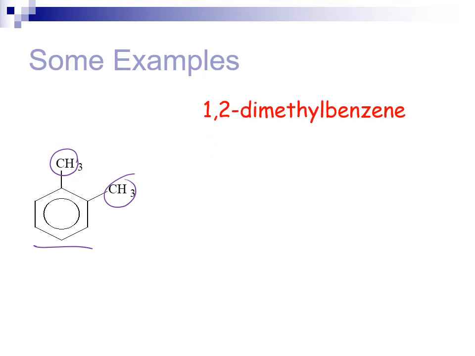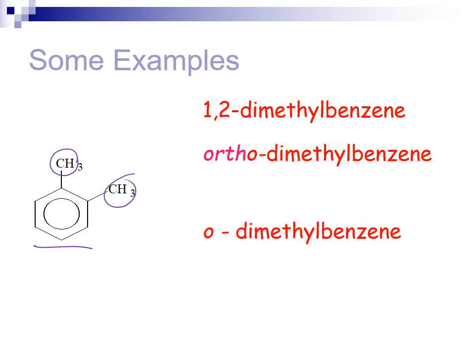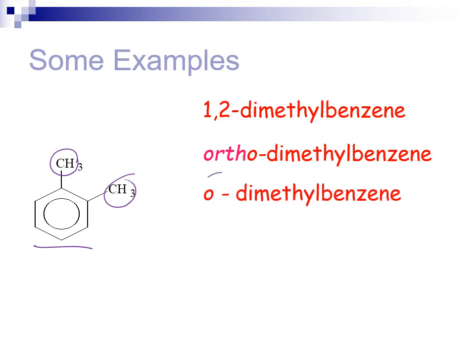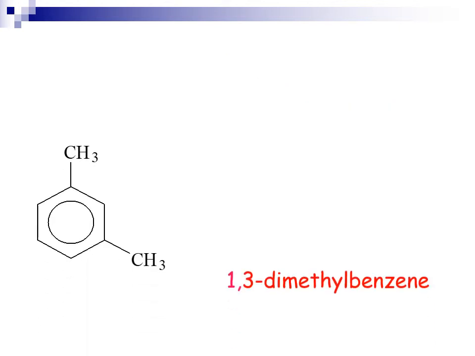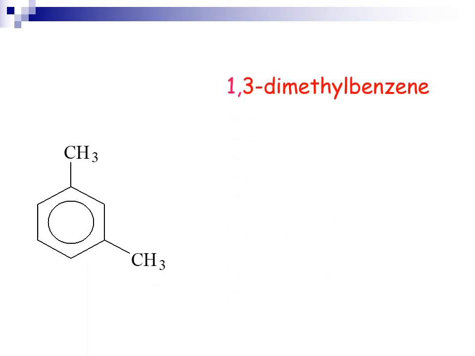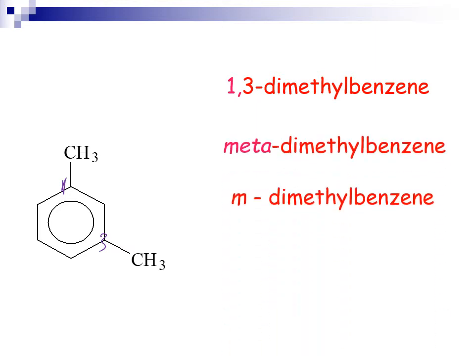Now you may see some of the old system used, and this is ortho or o-dimethylbenzene. So that's what that 1, 2 means. You should know the IUPAC. All right, we have 1,3-dimethylbenzene. And again, it doesn't matter whether this is carbon number 1 and this is carbon number 3 or vice versa. That's where the branches are. So we know what they are. We need to know where they are by using the numbers. The old system would have called this meta or m-dimethylbenzene.